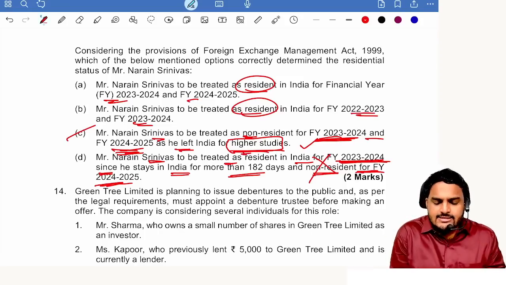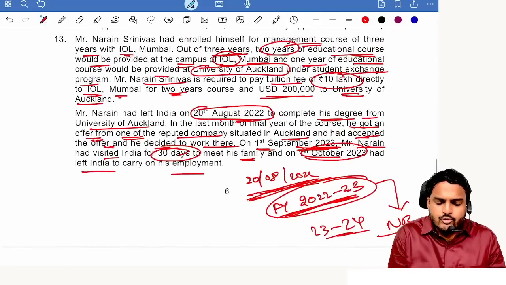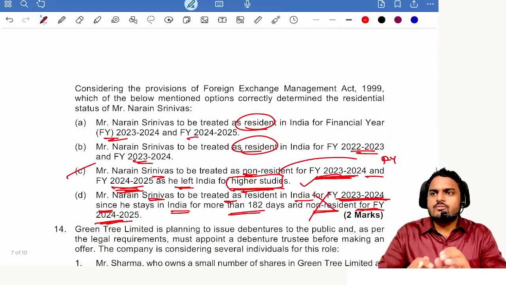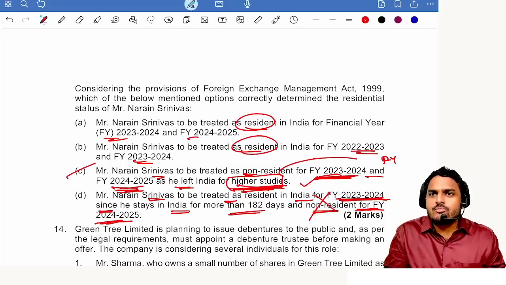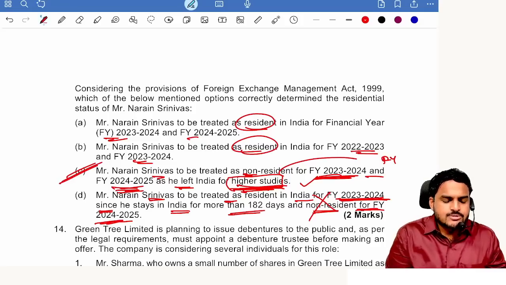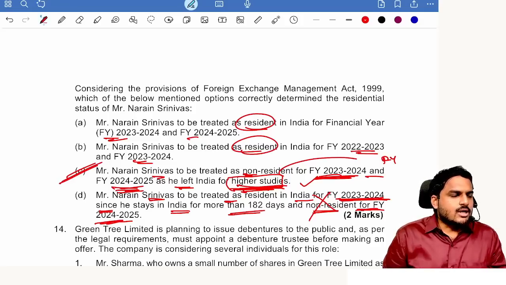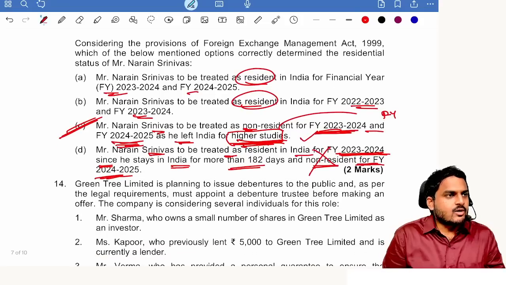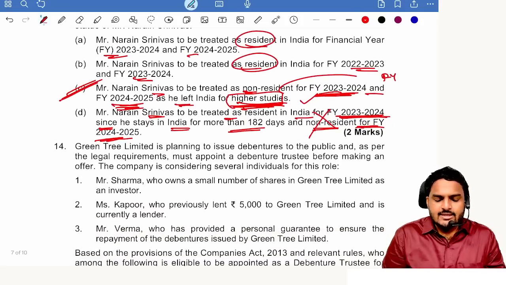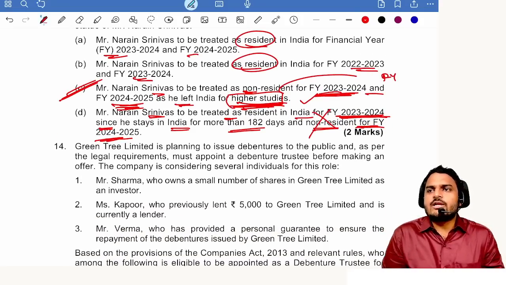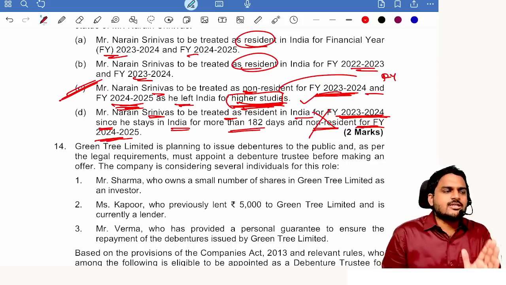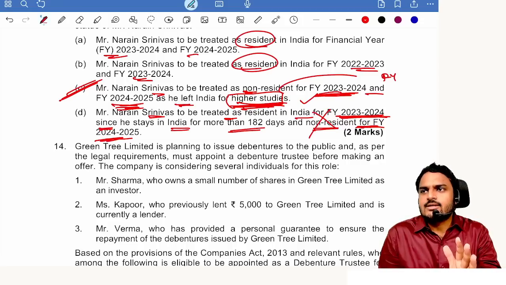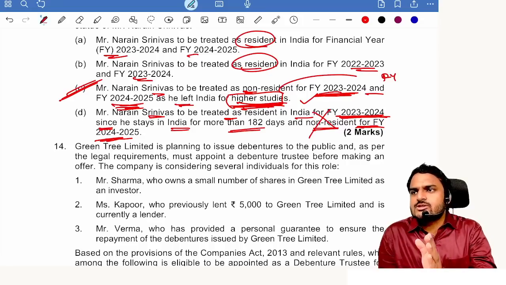Okay, for higher studies, he left India in financial year 22-23. With respect to years, with respect to details of leaving India for higher studies, it might not be correct. But the correct option is option C. Understood, everyone? Any doubt? Option C is correct. Option D incorrect. Reason, he is falling under exceptions. If he is falling under exceptions, even though his period of stay in preceding financial year is 365 days, still current year he will be treated as non-resident.